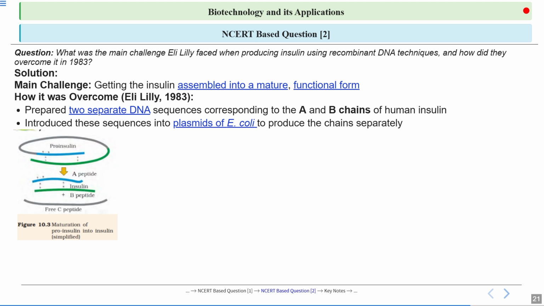So what idea did they come up with? That they will prepare two separate DNA sequences. One DNA sequence is going to produce chain A of human insulin, and the other is going to produce chain B. For that, they introduced these sequences into plasmids of E. coli to produce the chains separately. This is the NCERT figure, which shows how this blue part is A peptide, green is B peptide, and this gray is C peptide, and how they have to get rid of this C peptide to get a mature, fully functional insulin.